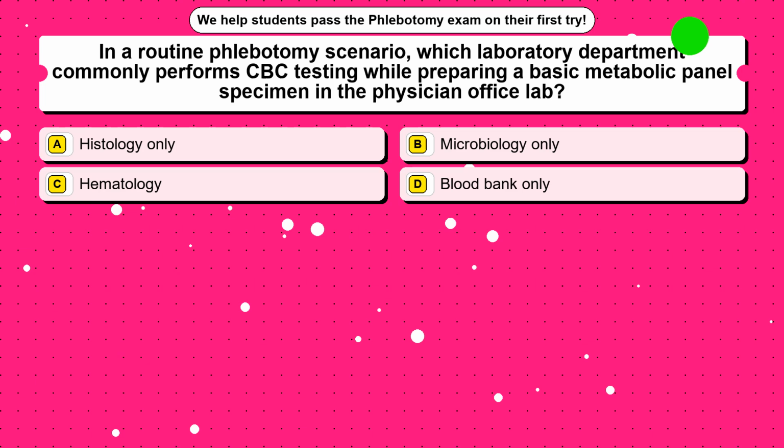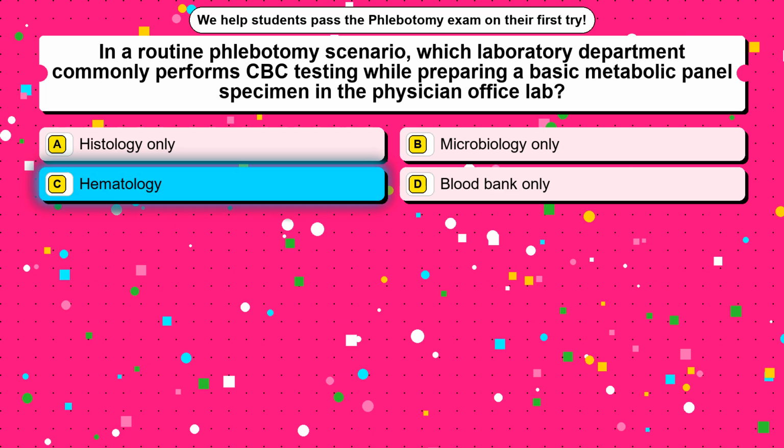Question 83. In a routine phlebotomy scenario, which laboratory department commonly performs CBC testing while preparing a basic metabolic panel specimen in the physician office lab? Option A. Histology only. Option B. Microbiology only. Option C. Hematology. Option D. Blood bank only.